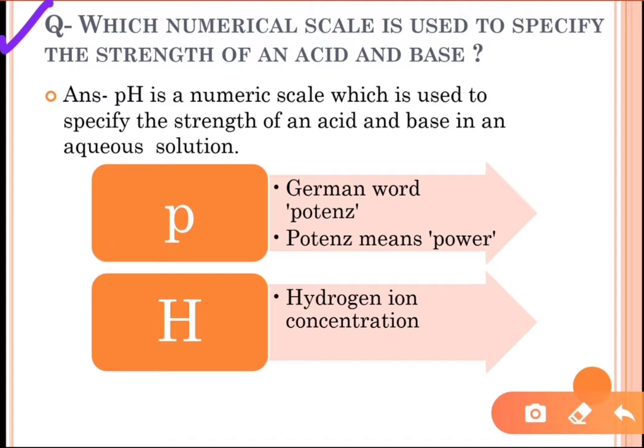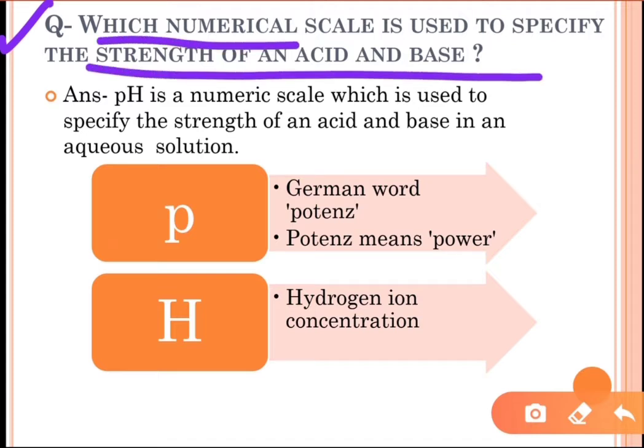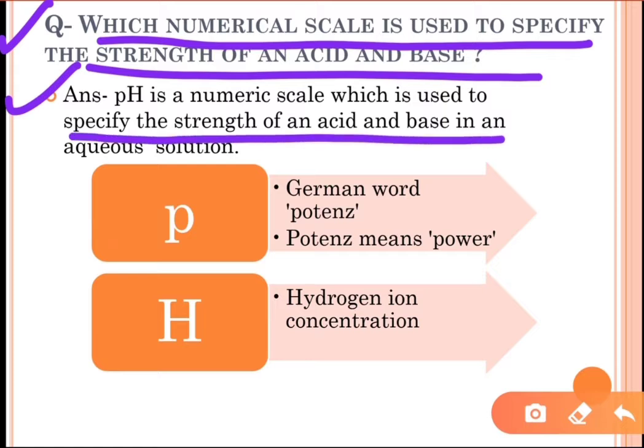Now, which numerical scale is used to specify the strength of an acid or base? So the answer is, pH is a numerical scale which is used to specify the strength of an acid or a base in an aqueous solution.